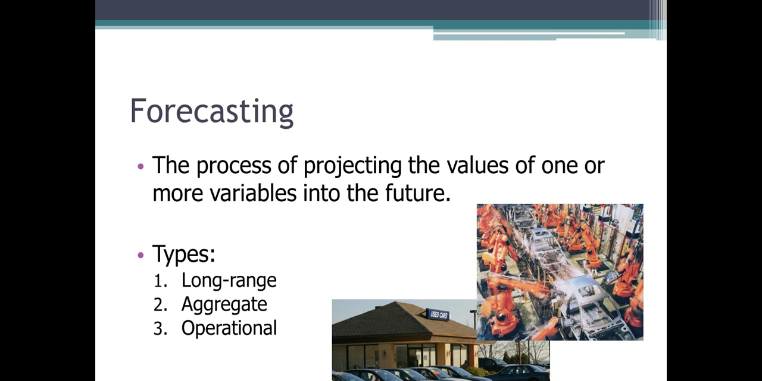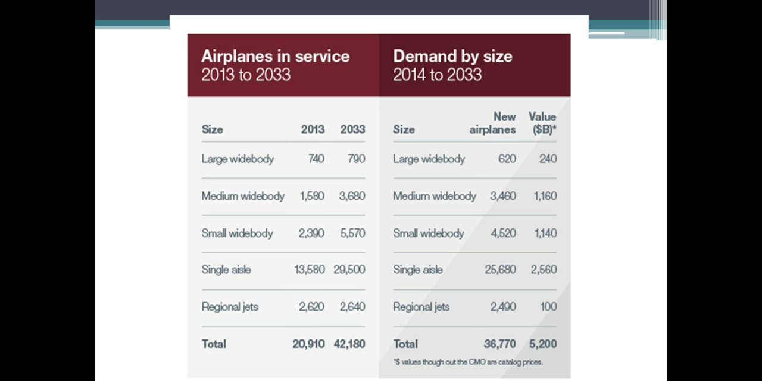And then when you extend the time horizon even further and try to look further into the future, you have long-range forecasting, in which case you probably will be relying more on judgmental or qualitative forecasting methods. This is a great example of both long-range and aggregate forecasting, so I wanted to share it with you.